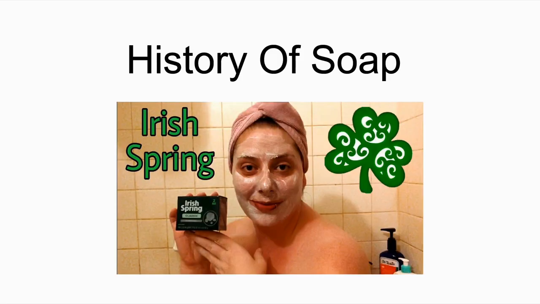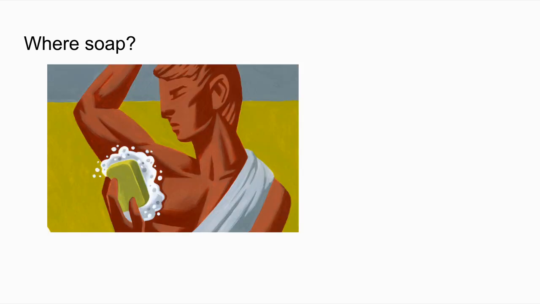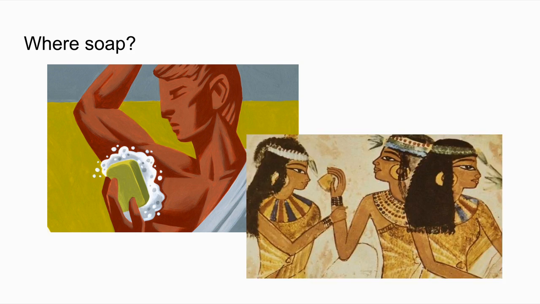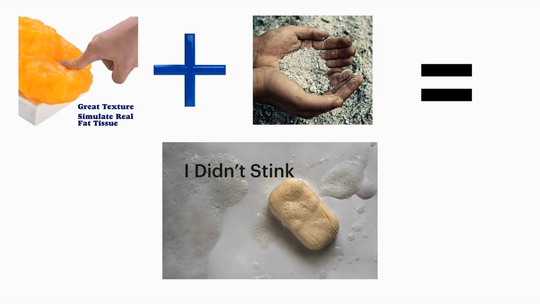History of soap. Many ancient civilizations used soap or some form of soap, such as the Babylonians in 2800 BC, as well as the ancient Egyptians. The name soap comes from an ancient Roman legend about Mount Sapo, where rain would fall down the mountain and mix animal fat and ashes, creating soap.